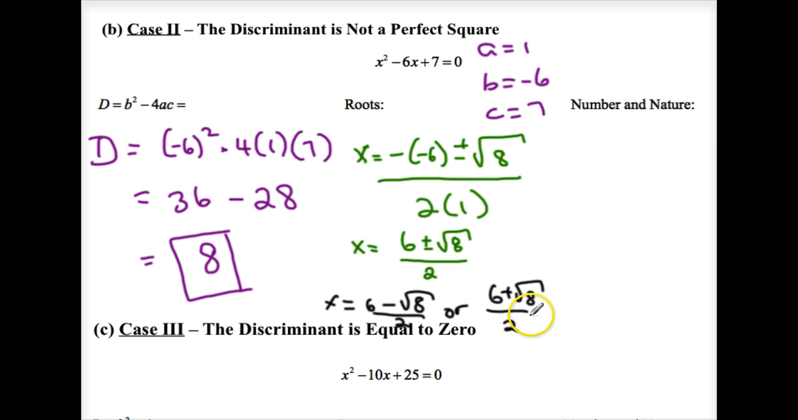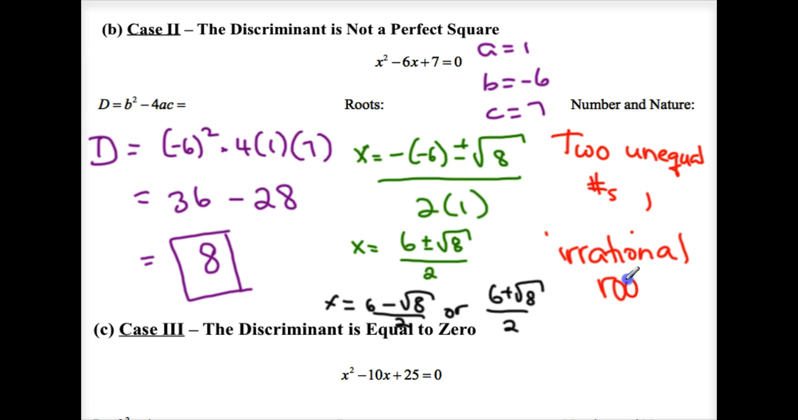Now, this one is when it's not a perfect square. So the square root of 8, I know it's going to give me numbers that go on and on and on. So again, the nature and number of these are going to be 2 unequal numbers, because again, these two here are not equal, and they're going to be irrational roots.